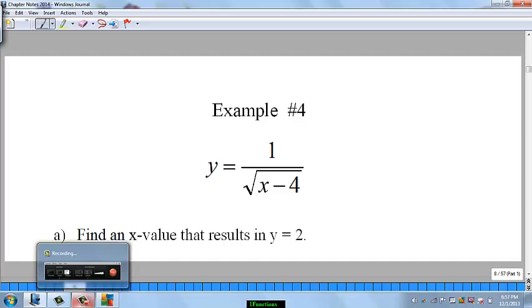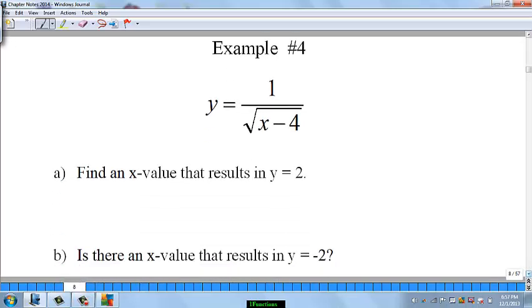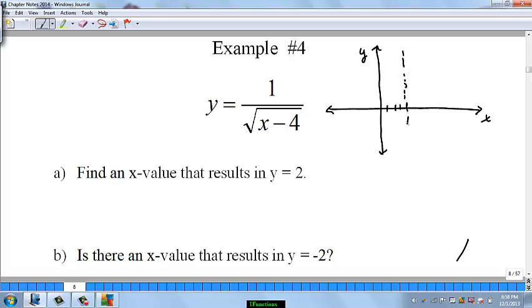Alright, now for example number 4, I have y equals 1 over radical x minus 4, which may look weird to you because I have a radical in the denominator, but this is not why we're doing this, basically. If I were going to graph this, it looks like this. And remember, a sketch should be a good sketch. So you label your x and y axis. And here's x equals 4, because there's an asymptote here. And you're going to see the graph is going to kind of look like this, which is interesting.